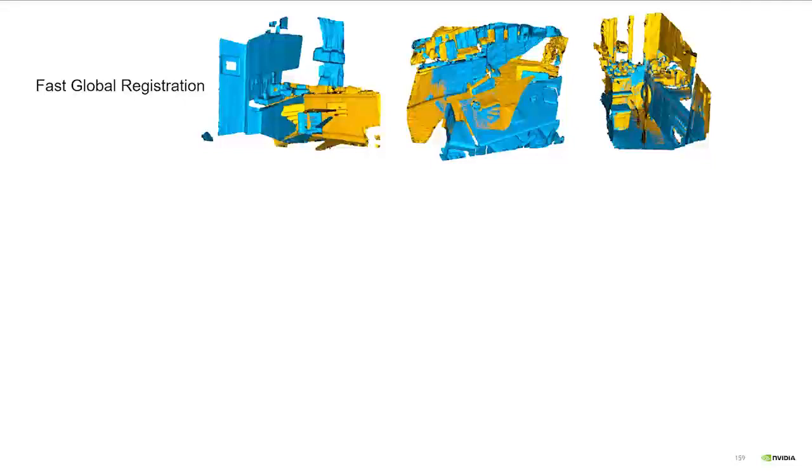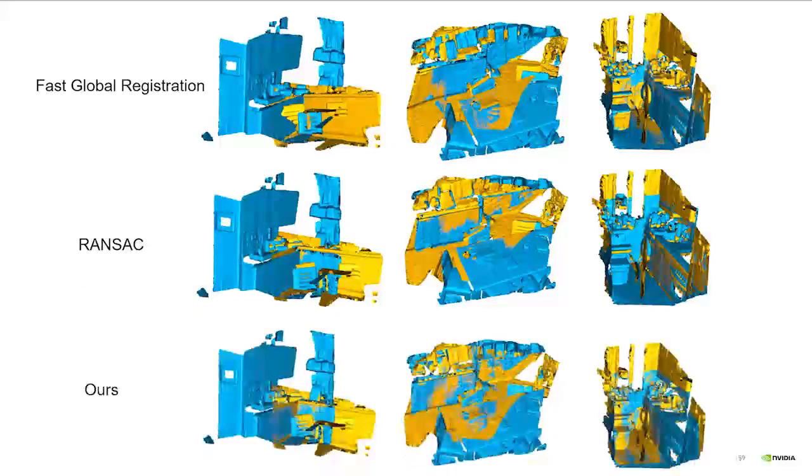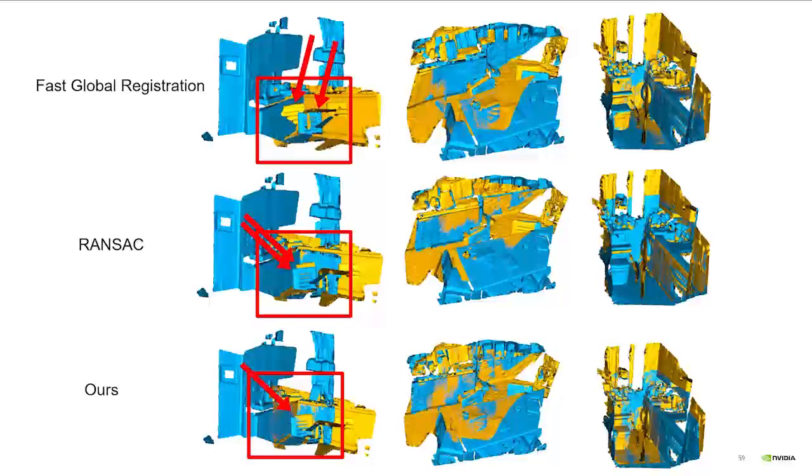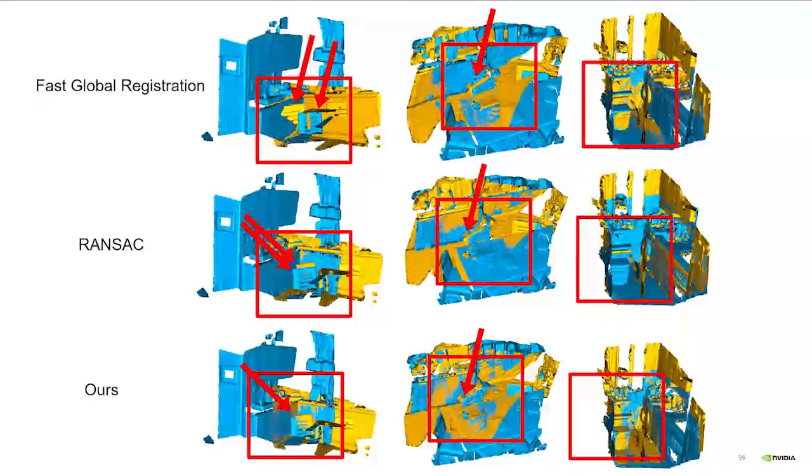Similar to FCGF, we trained our method on the 3DMatch benchmark. When we compare our method with fast global registration and RANSAC, we achieve better alignment on small objects. For instance, the chair on the left, the chair in the corner, the chair in the middle, as well as the cabinet.